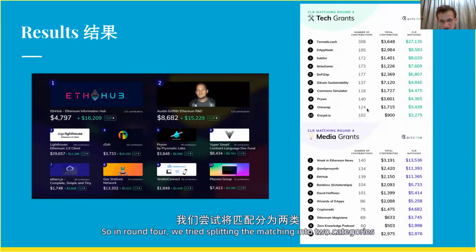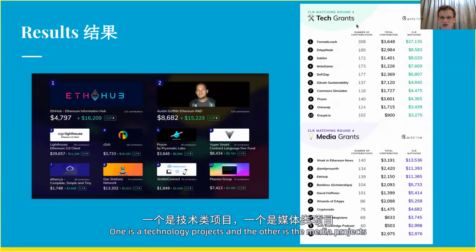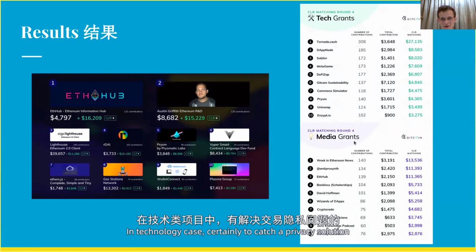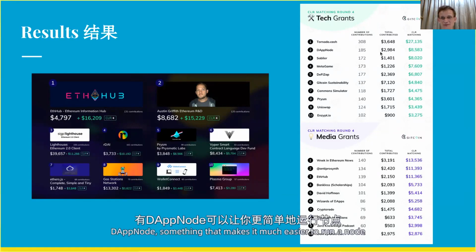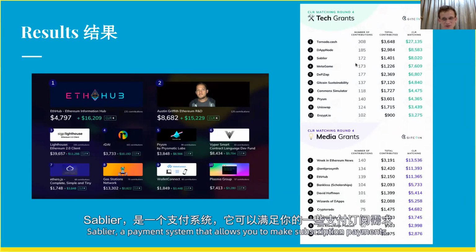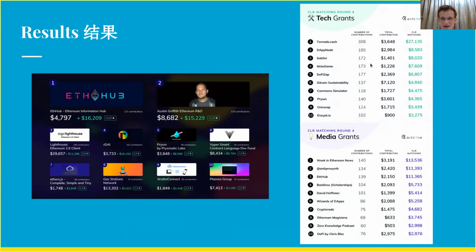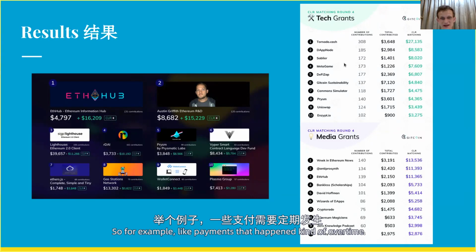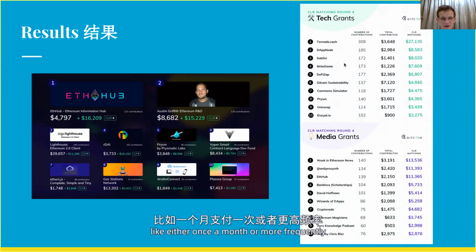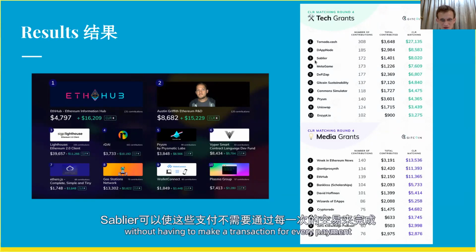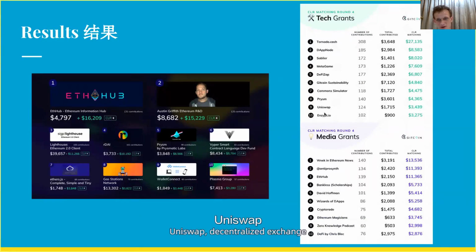This is round 4. In round 4, we tried splitting the matching into 2 categories. One is technology projects, and the other is media projects. In the technology category, we have Tornado Cash, a privacy solution; DAppNode, something that makes it much easier to run a node; Sublyer, a payment system that allows you to make subscription payments, for example payments that happen over time, once a month or more frequently, potentially even once per second, without having to make a transaction for every payment; and Uniswap, a decentralized exchange, now extremely famous, obviously.